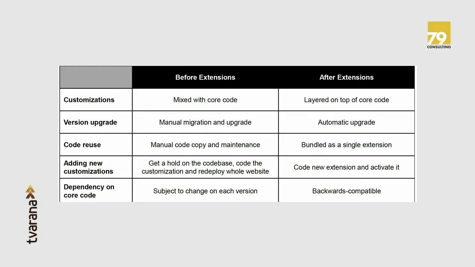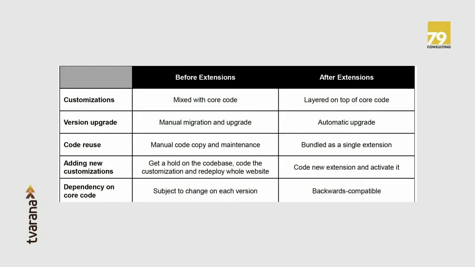And from a partner perspective, it also makes it easy for us to reuse code. We can write customizations as extensions and port them between different accounts, bringing down development costs and maintenance expenses as well. And it's also easy to deploy new customizations as extensions. All we have to do is code it and activate it, and we no longer have to worry about the code changing per version because extensibility APIs are backward compatible.